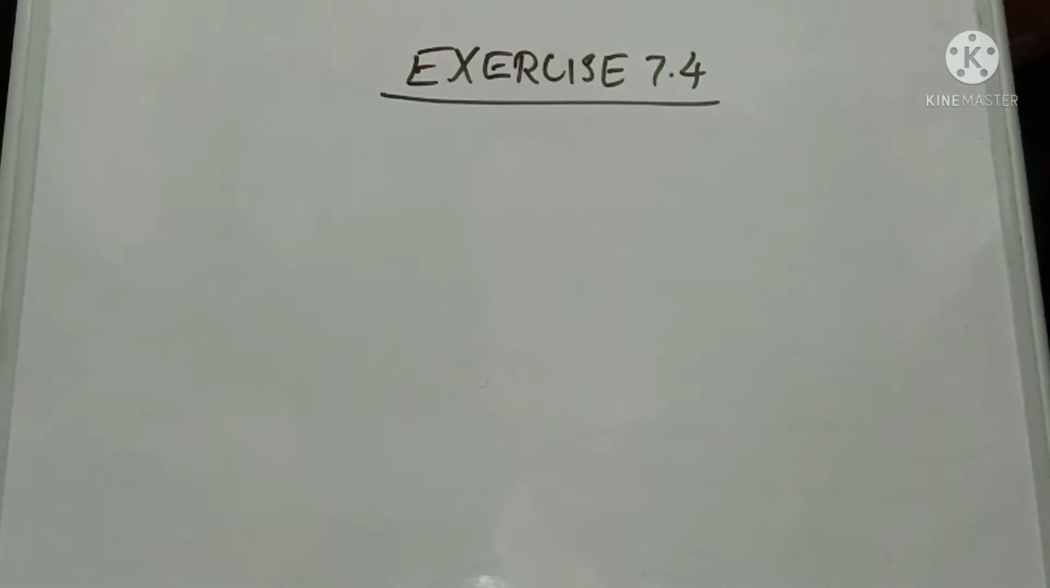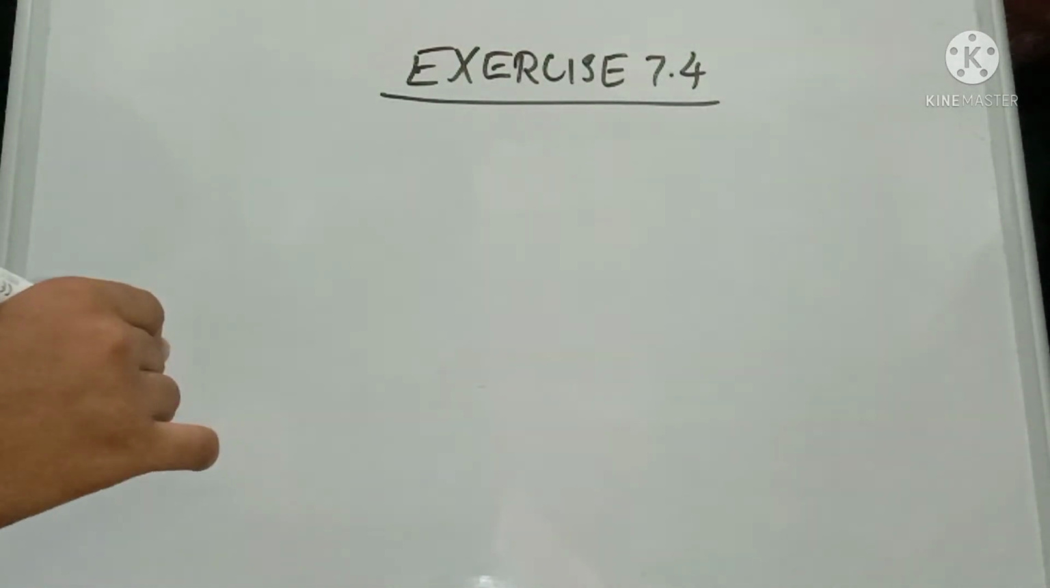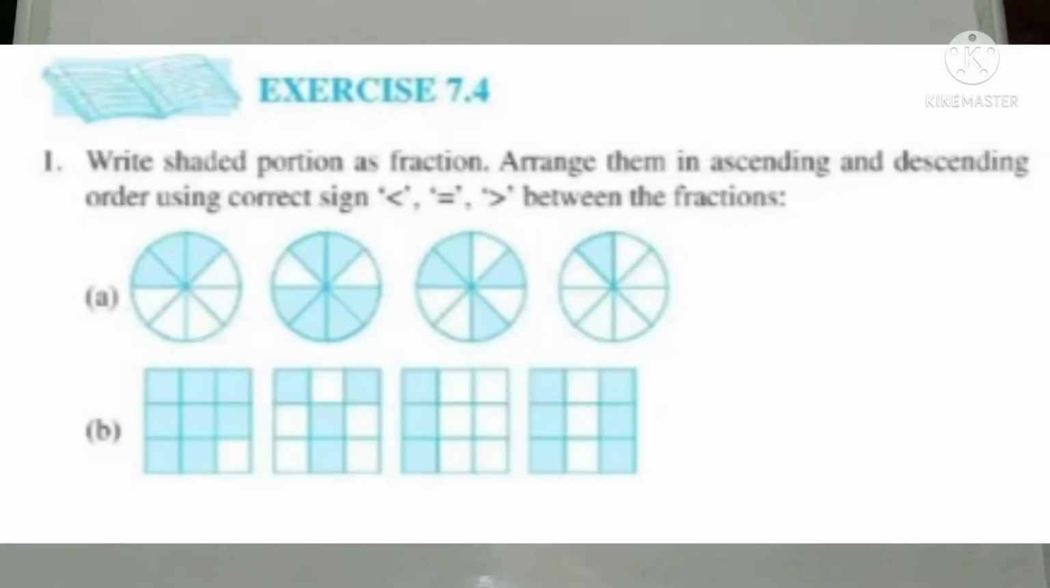So first question is what? Exercise 7.4, first question. Write the shaded portion as fraction. Arrange them in ascending and descending order using correct sign between the fractions. So I'm not drawing the figure. I will show it here. This is the figure in your textbook.